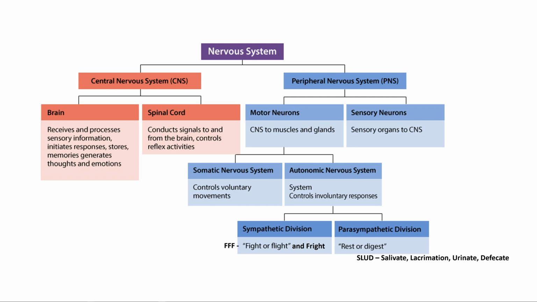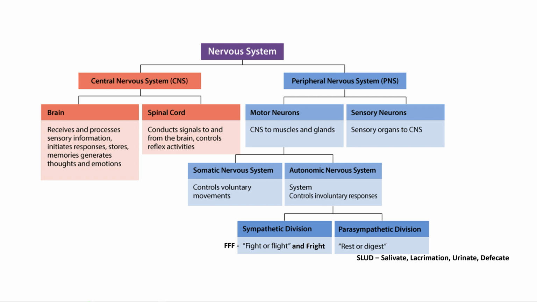The CNS includes the brain and the spinal cord, and the PNS contains the motor neurons and the sensory neurons. The two functional divisions of the motor neurons are the somatic nervous system, which transmits motor output via voluntary skeletal muscle and allows movement, and the autonomic nervous system, which is involuntary, without conscious control, and controls your cardiac cells, your heart, your glands, as well as your smooth muscle.